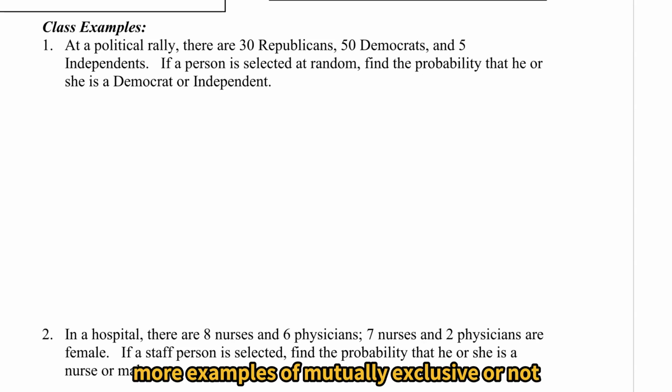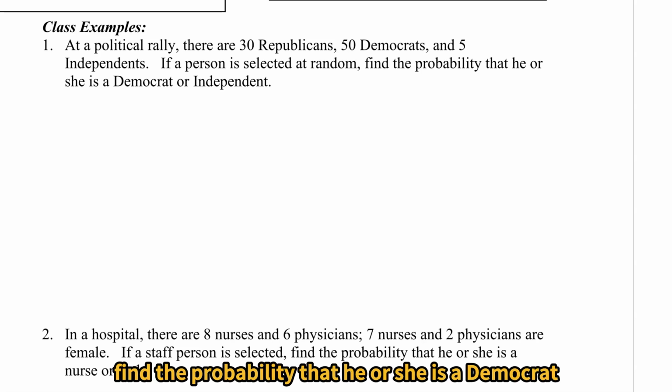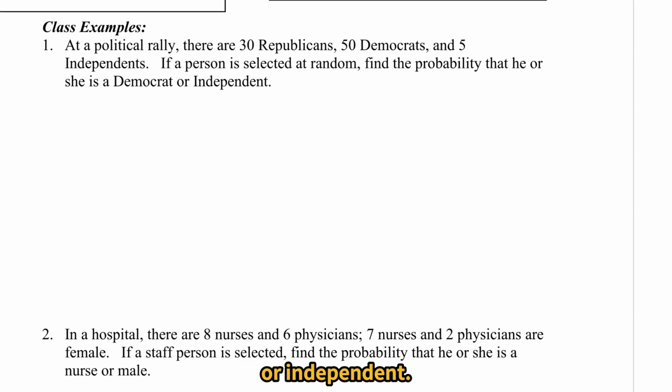Let's take a look at a couple more examples of mutually exclusive or not mutually exclusive events. At a political rally, there are 30 Republicans, 50 Democrats, and 5 independents. If a person is selected at random, find the probability that he or she is a Democrat or independent.